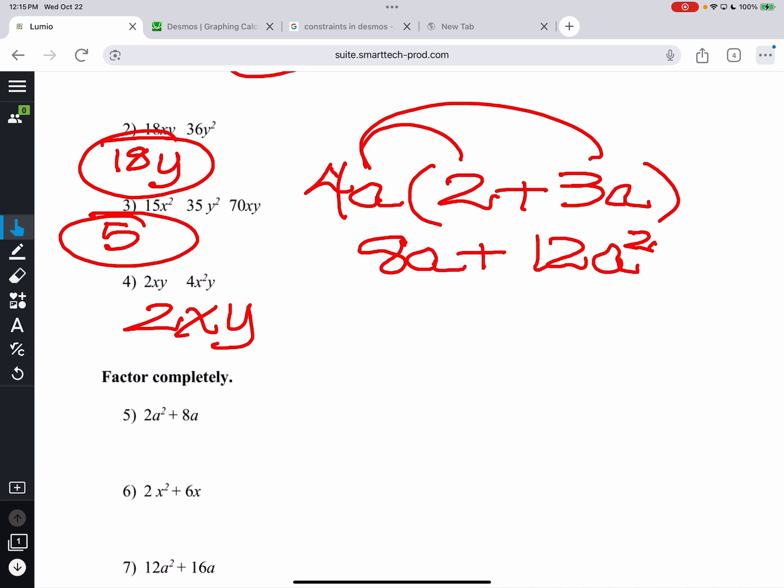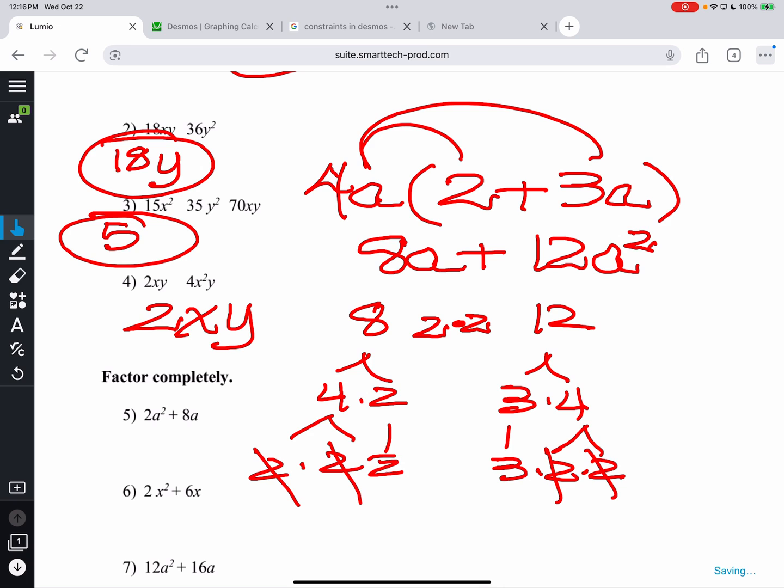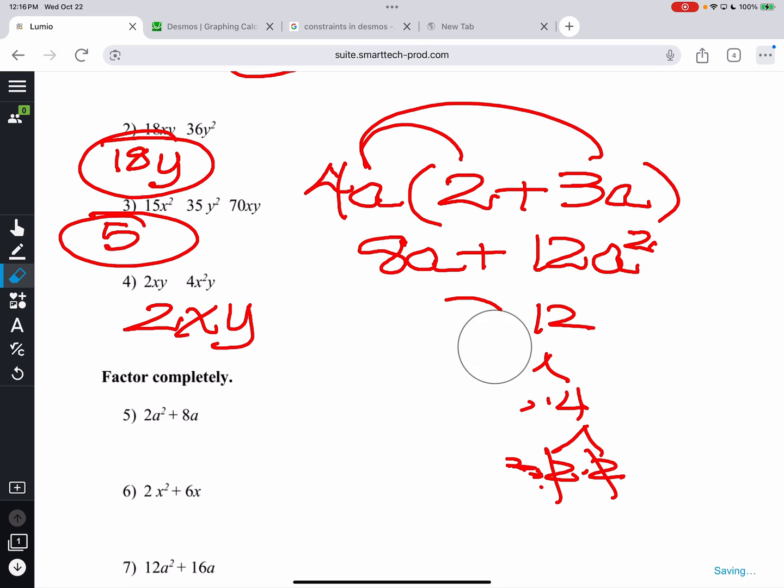Okay? So, if we have 8 and 12, and we break those down into 4 and 2, and then 2, 2, 2, and then our 12, 3 and 4. So, do they share a 2? Yes. Do they share another 2? Yes. Do they share another 2? Nope. And then, of course, they can't share the 3. So 4 would be the greatest common factor for the coefficient.